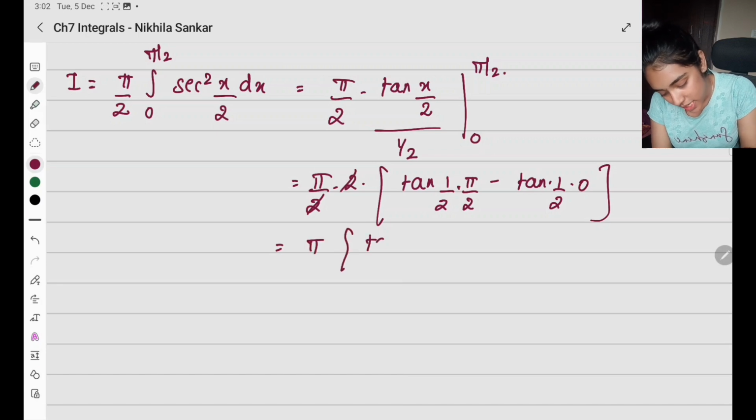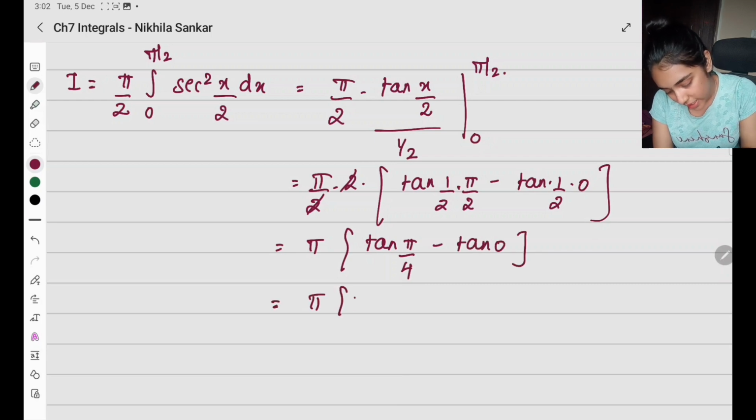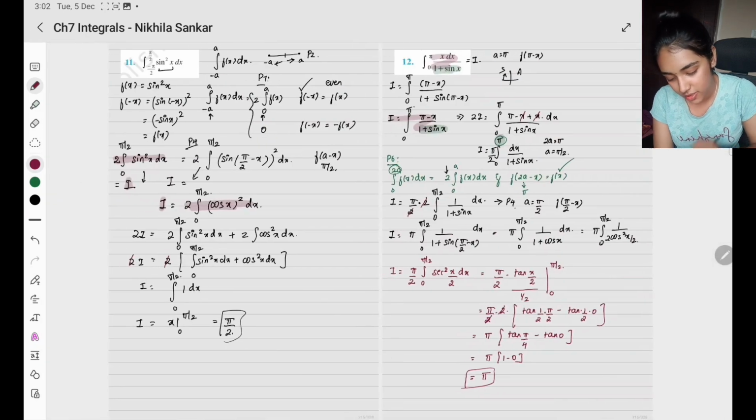So pi times tan pi by 4 minus tan 0. So this is pi times 1 minus 0, which is pi. So this is my final answer. Okay, please copy.